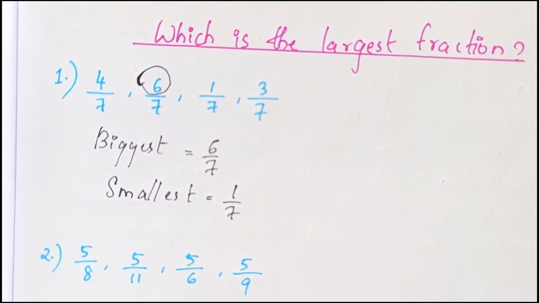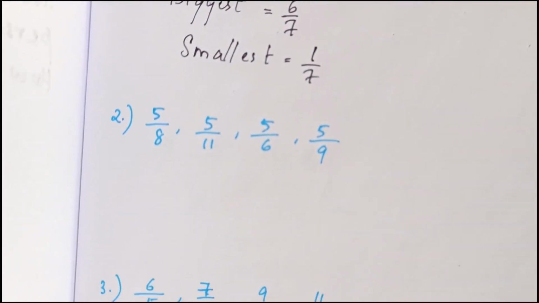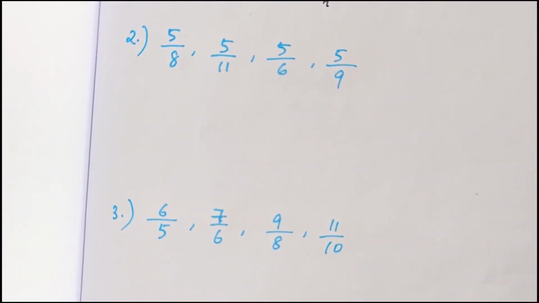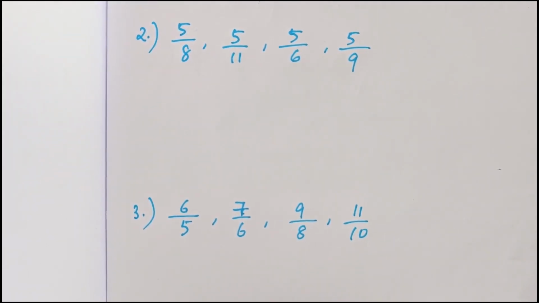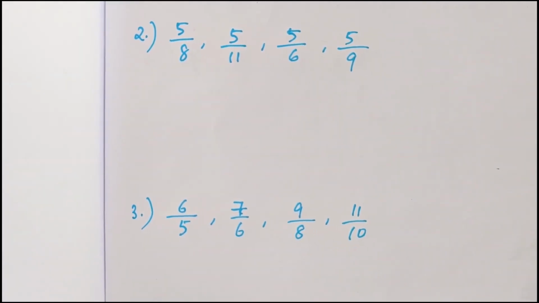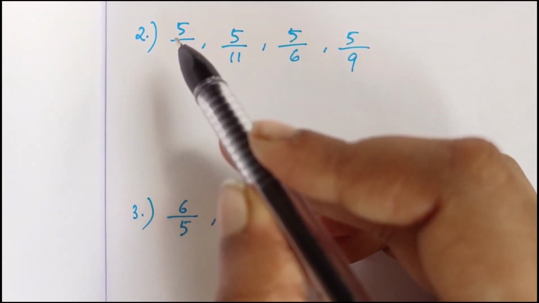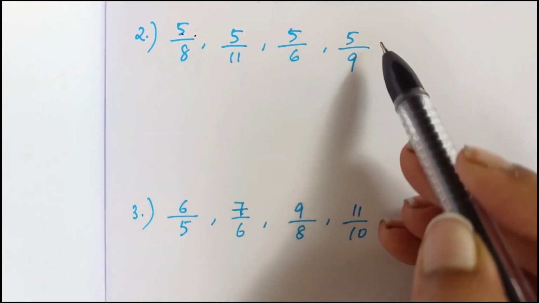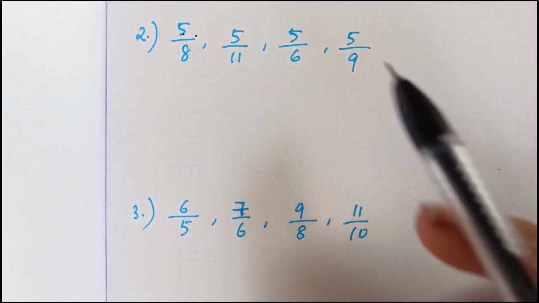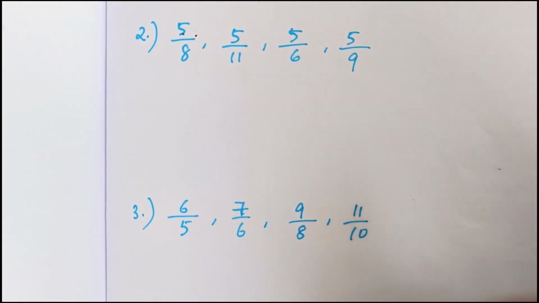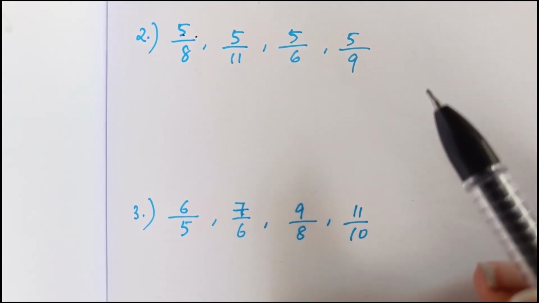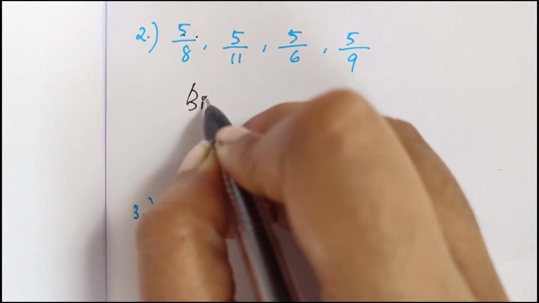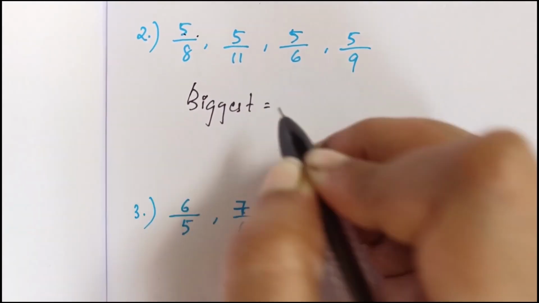It's very easy. And next question is 5 by 8, 5 by 11, 5 by 6 and 5 by 9. Here we can see that all the numerators are the same, that is 5. So if the numerators are same, then the biggest fraction will be the fraction with the lowest value of denominator.